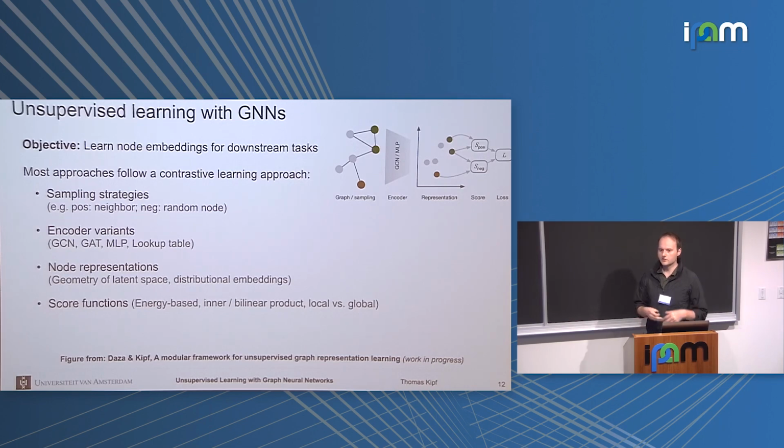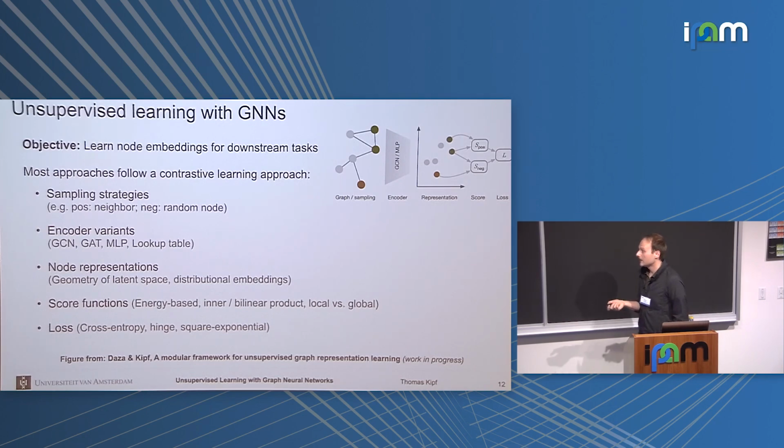There's basically a whole literature on these energy-based or contrastive learning score functions, and you can choose any of these. And lastly, with many of these, you have the choice of a loss function. Here, most people use cross-entropy losses or hinge losses, but there are also other energy-based losses that are very powerful in this case, like square exponential losses.